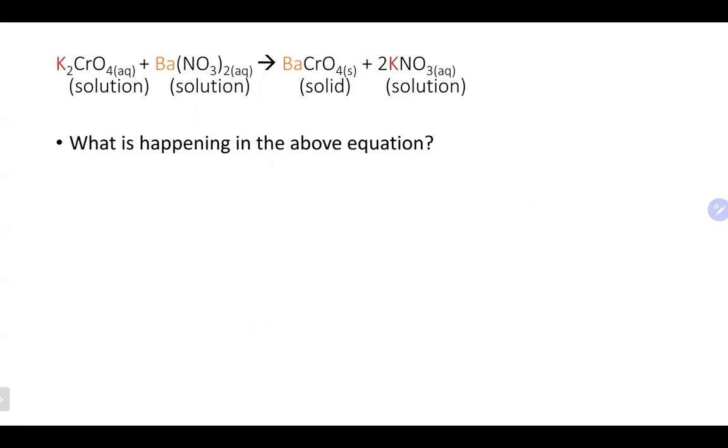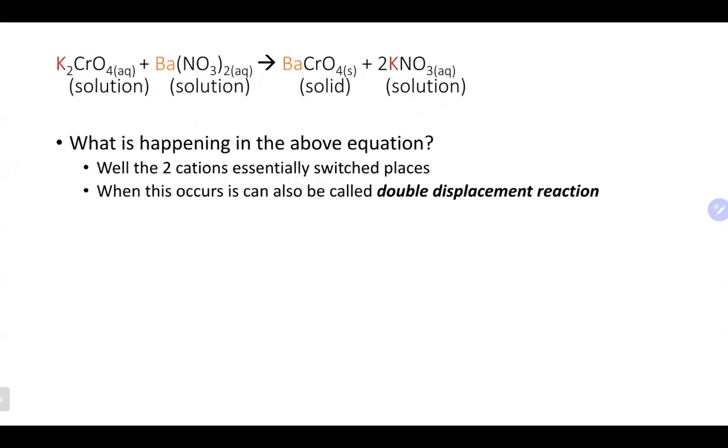So what is happening in this reaction? Again, we basically see that both of the ions have switched partners, the positive guys, and they end up in the opposite location, which is your classic double displacement reaction.